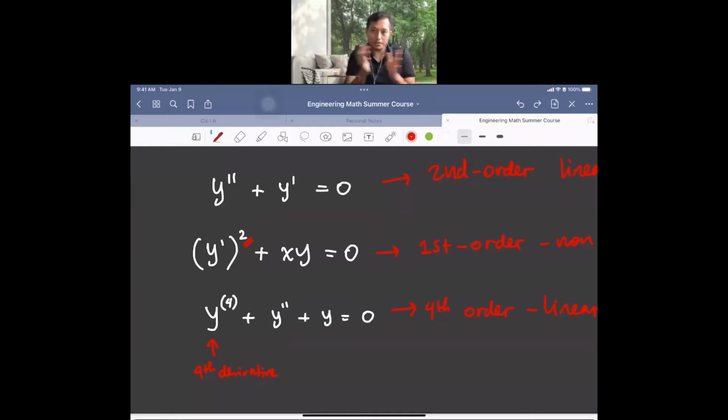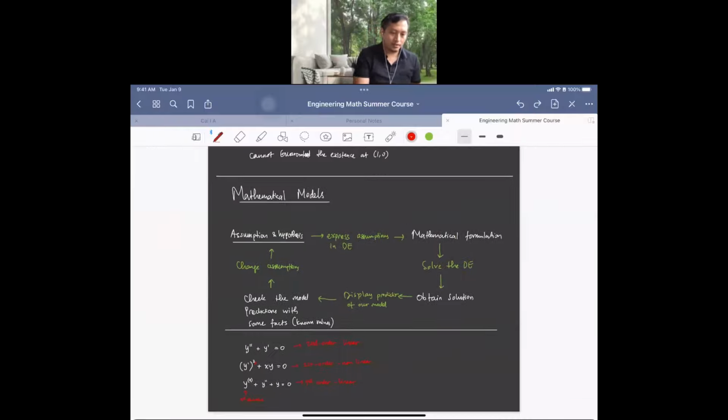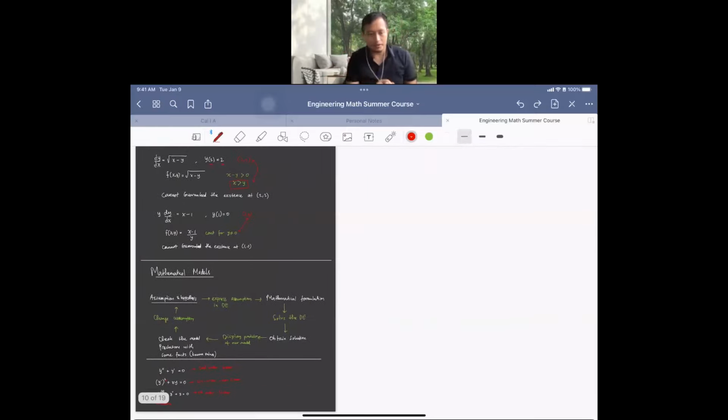Okay. I think that's the best way. So we need to distinguish between the order and the linearity. But I think in the first half we will mostly be solving the linear ones. I think that is very basic and important, because many mathematical models are based on the linear one.